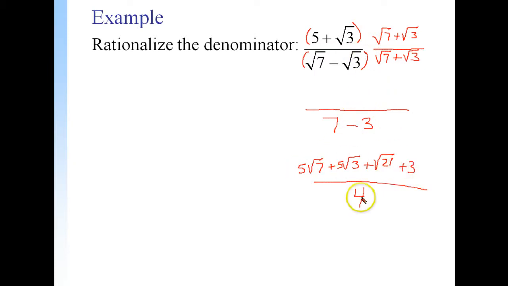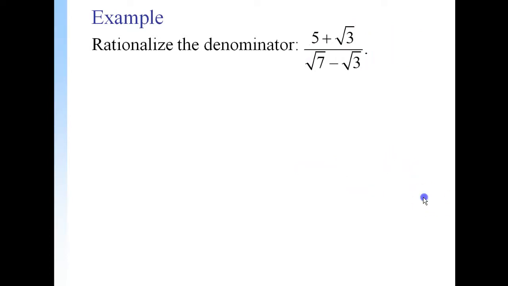Now all of that will be over 4. Where did I get the 4 from? By FOILing these conjugates: 7 minus 3 is 4. There are no like terms on top, so that is it.